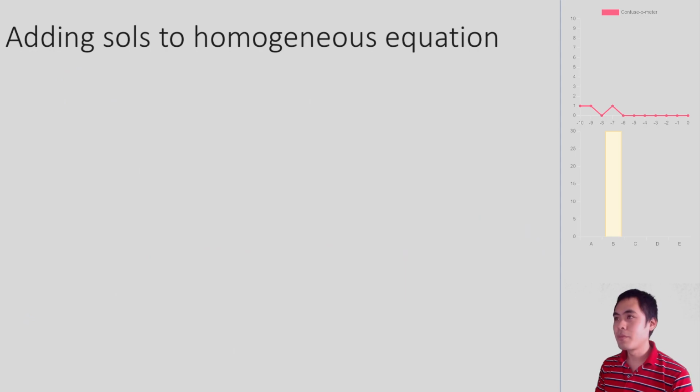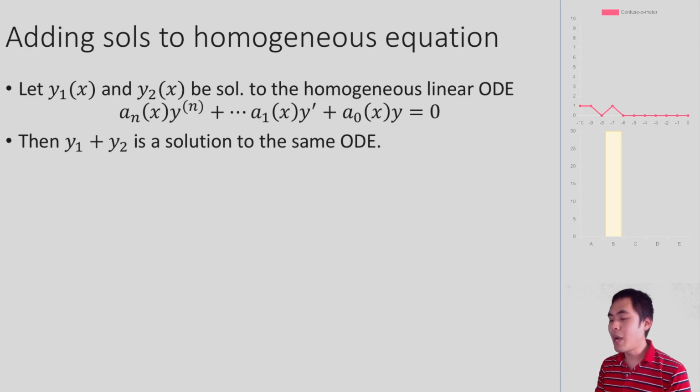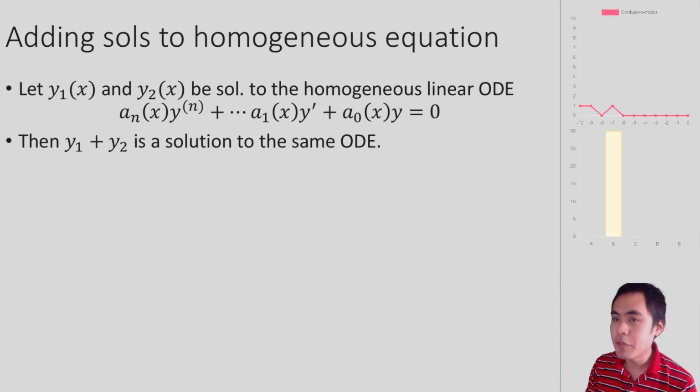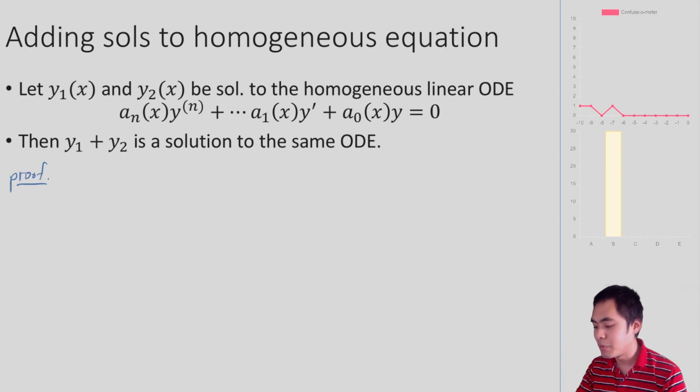What's another thing you can do? You can also add together solutions. So if y1 and y2 are both solutions to this homogeneous linear ODE, then y1 plus y2 is also a solution. And the proof of this is basically the same. It relies on the fact that the derivative of a plus b is the same as the derivative of a plus the derivative of b.